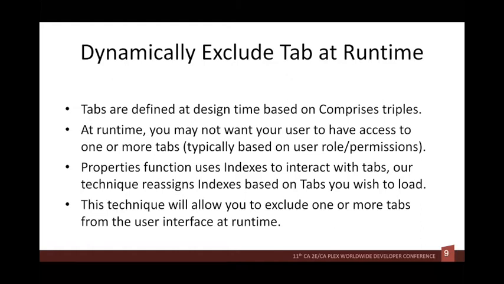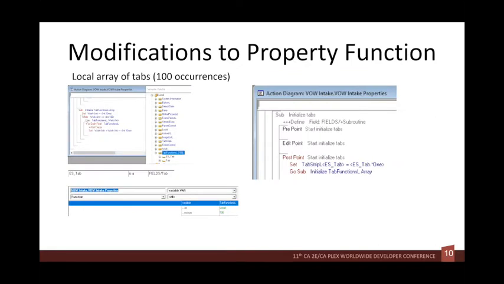Okay, so the properties function loads these tabs up and uses indexes to interact with the tabs. The technique that we use is that we reassign the indexes as it's loading the tabs. There are other ways that you can do this, but this will allow you to exclude one or more tabs from the user interface at runtime. So here are just some examples of how we do it.